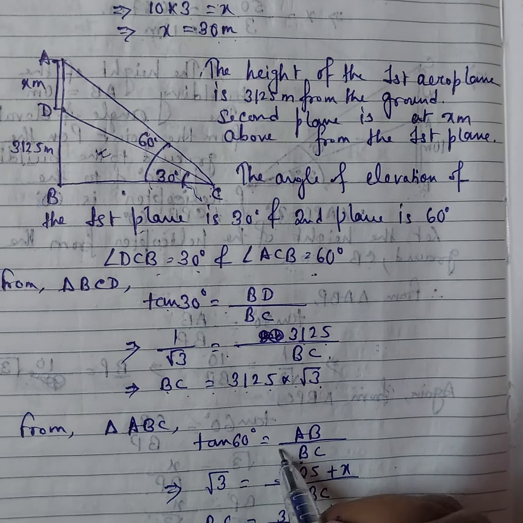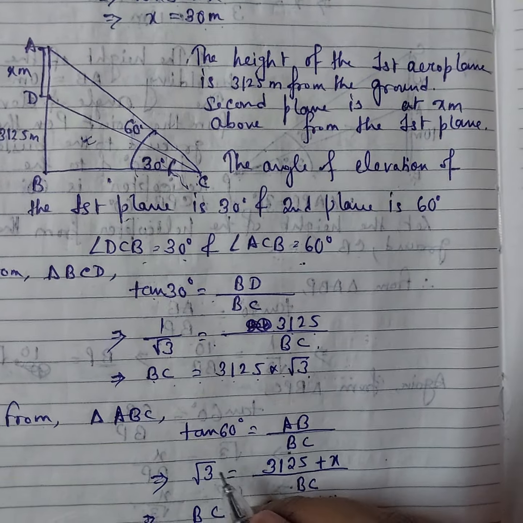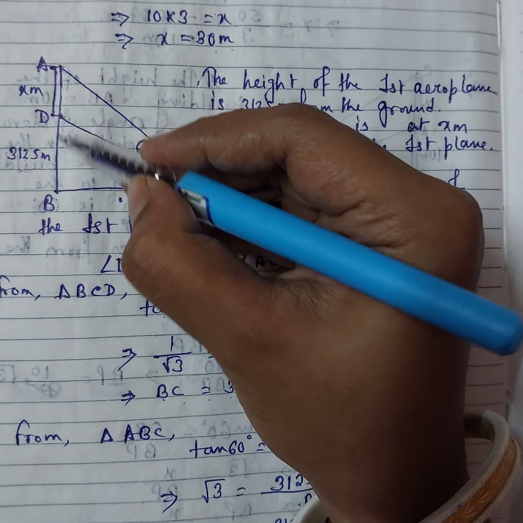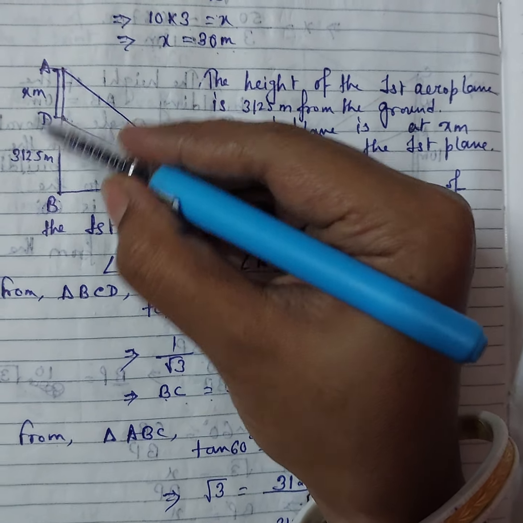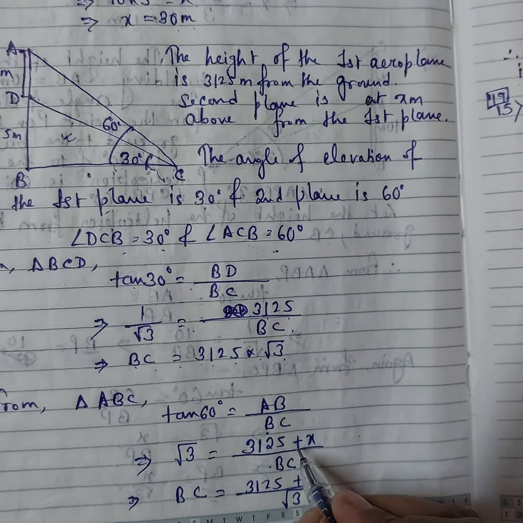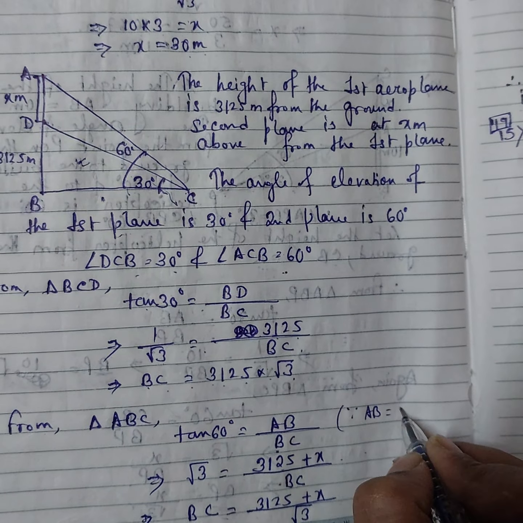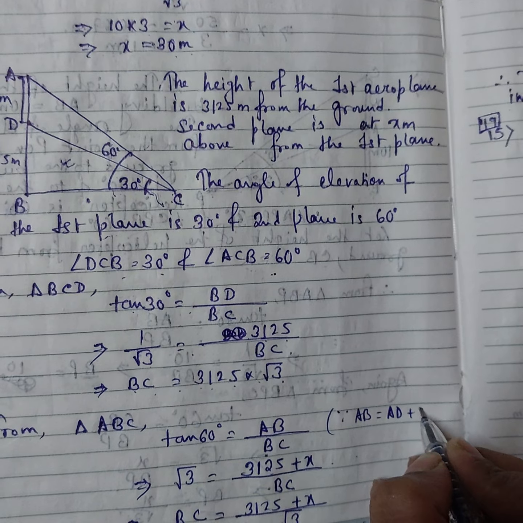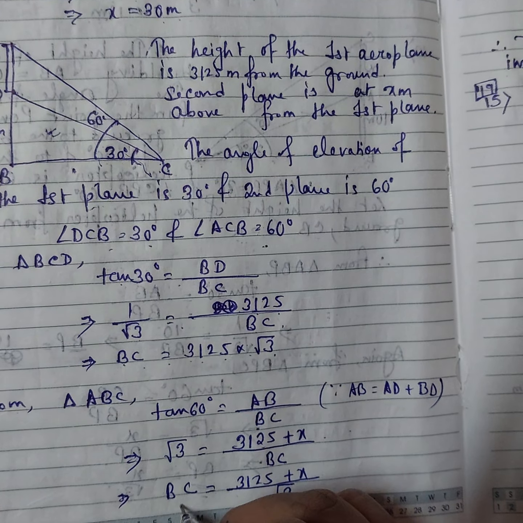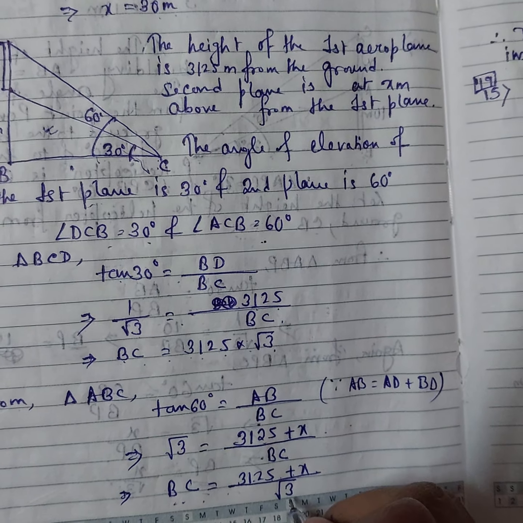Now from the larger triangle ABC, you can say theta is 60 degree. So tan 60 degree is equal to AB by BC. So root 3 is equal to AB by BC. What will be the value of AB? That will be the sum of BD and DA, so it will be 3125 plus x, since AB is equal to AD plus BD. So root 3 is equal to 3125 plus x by BC. From here also you can find out BC, that is equal to 3125 plus x by root 3.